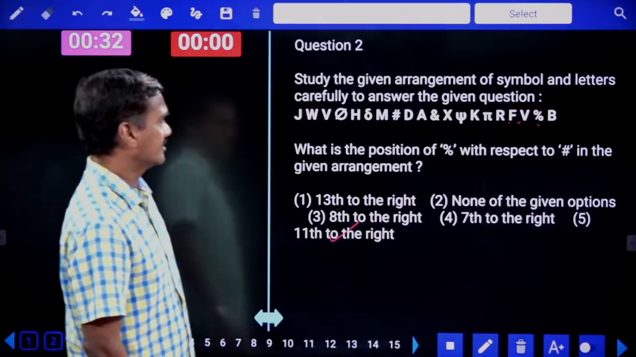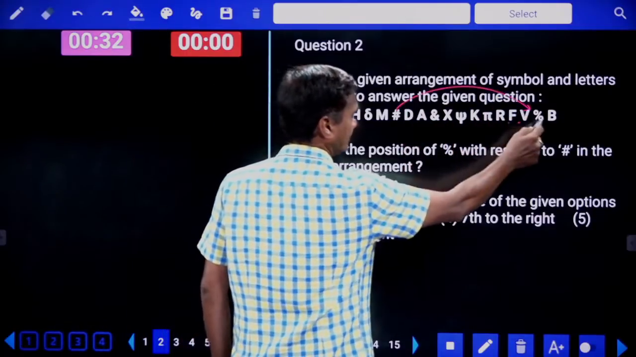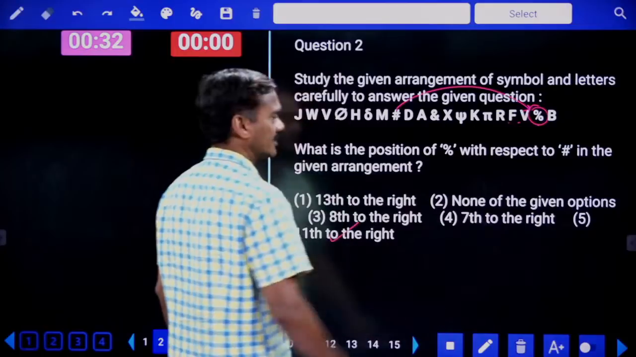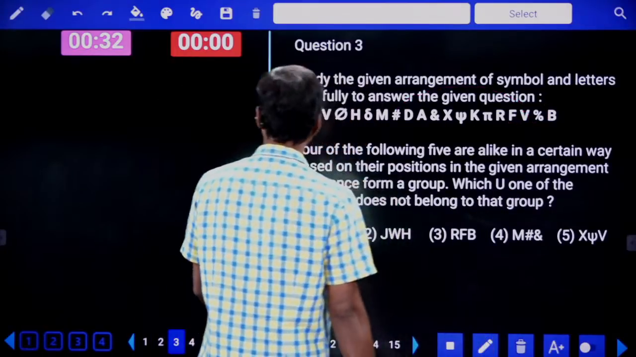Clear now? Now the position of this percentage from hash. We need to count from here to here. Now this is the 11th element to the right hand side. Choice 5 is the answer, question number 2. Then coming to question number 3.